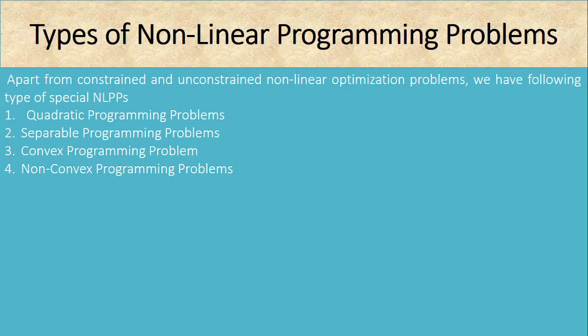So next is the convex programming problem. In a convex programming problem, if we are able to verify the convexity or concavity of the objective function and the functions in the inequalities, then we can say that this is a convex programming problem. And whatever optimal solution we find will give us the global optimal solution.